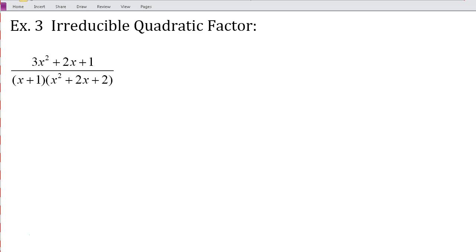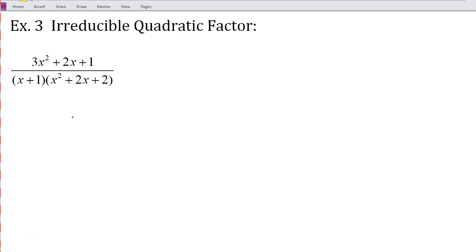For example 3, we're looking at irreducible quadratic factors. What we mean by that is typically in a problem like this we would look at our denominator and see if we can factor it into linear factors if possible. So we have these two factors on the bottom, x plus 1 and x squared plus 2x plus 2. And x squared plus 2x plus 2 is not going to factor.